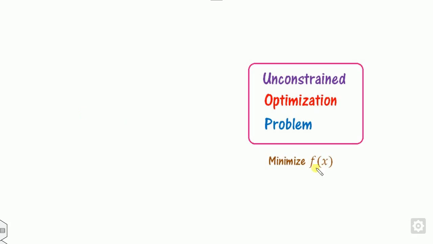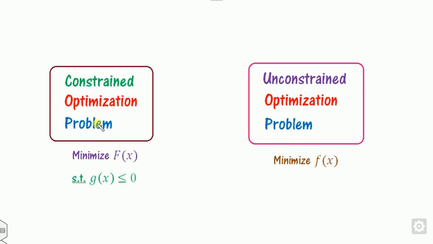So make sure that your fx can be any one of them. It can be sin x plus something, or whatever objective function you have as per your research problem. On the other hand, if your objective function is a constrained optimization problem, like minimize fx subject to some constraints, that is called a constrained optimization problem.